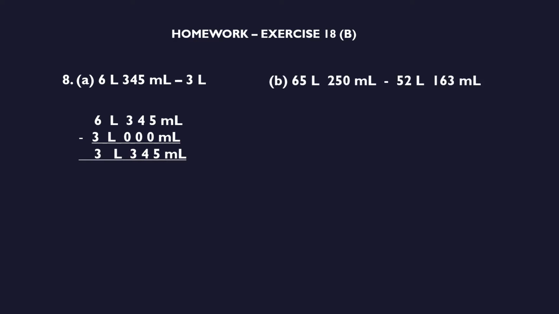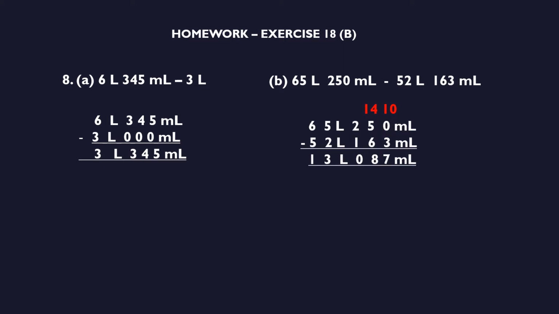Now B part, 65 liters 250 milliliters minus 52 liter 163 milliliter. Now write down this in the column way, and children, then you have to subtract. Now from 0 you cannot subtract 3. So you will borrow 1 from the neighbor number, that is 5, and it will become 10. Now 10 minus 3 is 7. Now 5 is reduced to 4. Again you cannot subtract 6 from 4. So you will borrow 1 from hundreds place, that is 2 number, which will give 1 to 4, and it will become 14. Now 14 minus 6 is 8. Now 1 minus 1 is 0. So milliliter side you have got 87 milliliters.